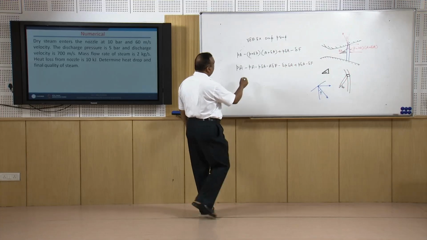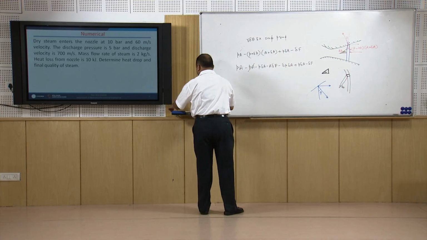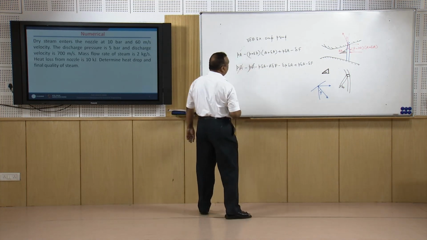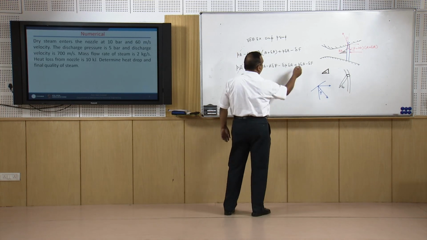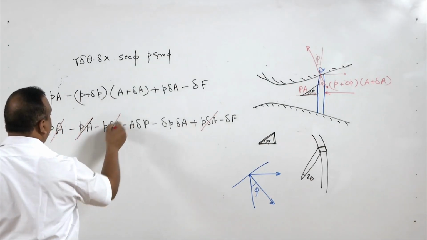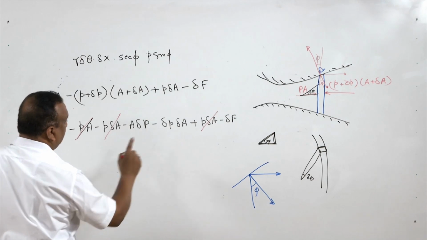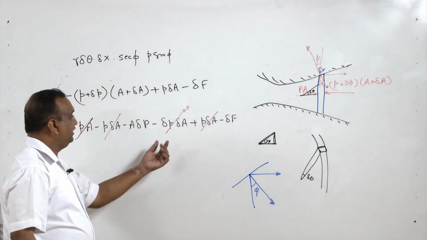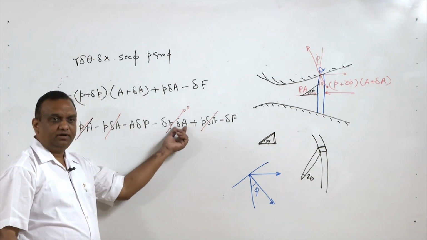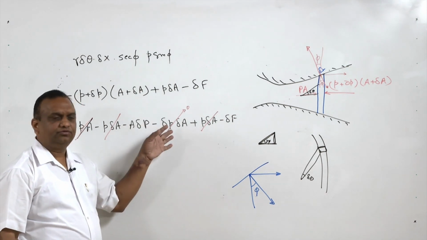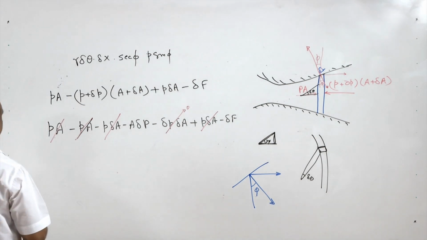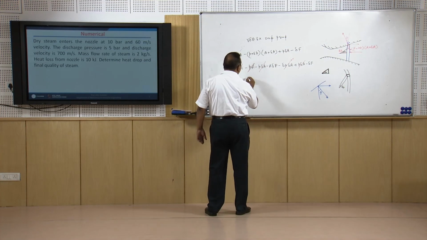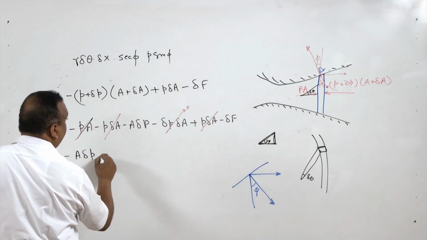Now here we can cancel out some of the terms. PA will be cancelled out, and P delta A will be cancelled out. Now this we can consider to be 0 because delta P is infinitesimal and delta A is also infinitesimal, so their product will tend to 0. So we are neglecting this term. So the net force we are getting in the direction of the flow is minus A delta P minus delta F.